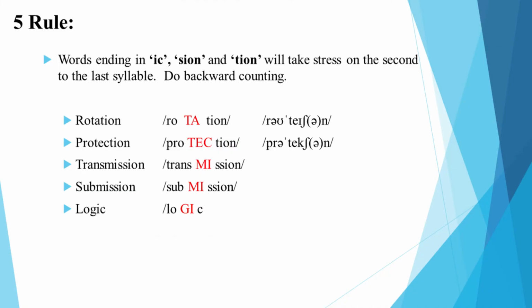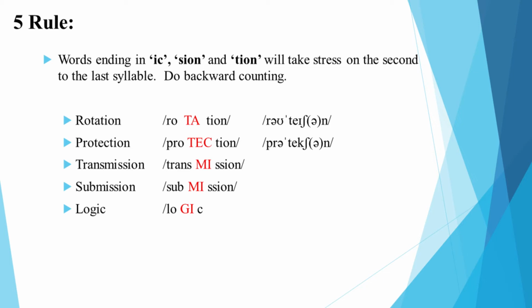If the words end with -ic, -sion or -tion, then the stress falls on the last but one syllable. We have to count backward: first we separate the syllables, then from the end we count the second syllable, and the second syllable takes the stress.